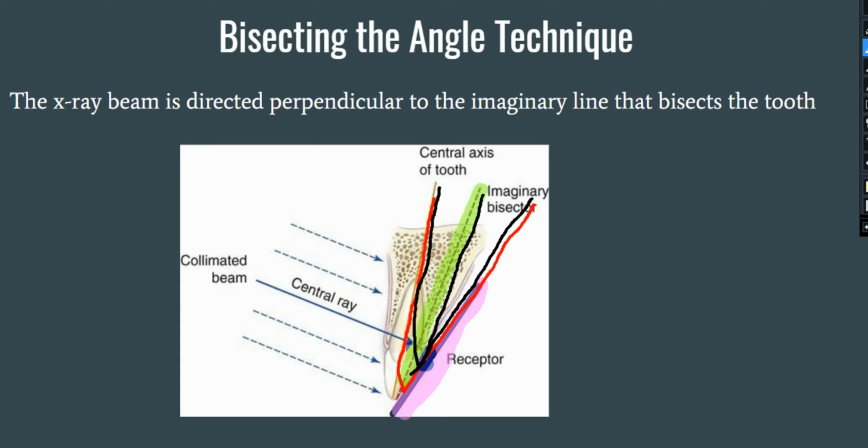Next we have the central ray, which is sent traveling towards the receptor at that 90-degree angle, or perpendicular, so that it creates that 90-degree angle. And here you can see where it would hit would be that 90-degree angle. When this rule is followed, what turns out on your receptor should be an accurate representation of that tooth.